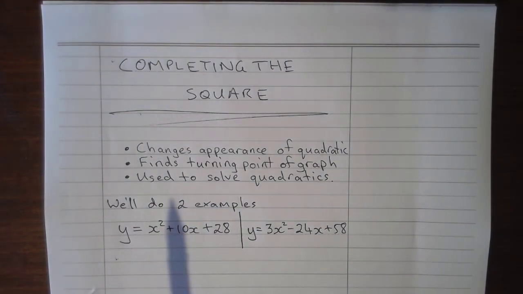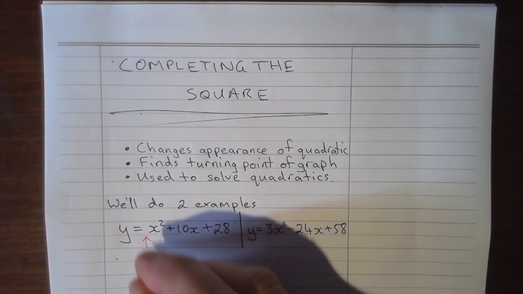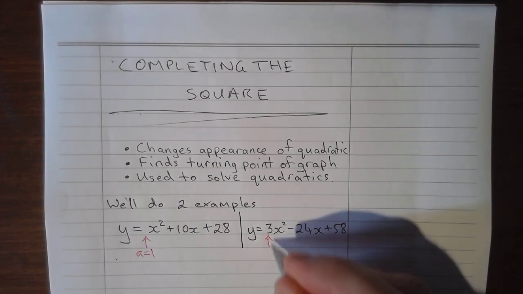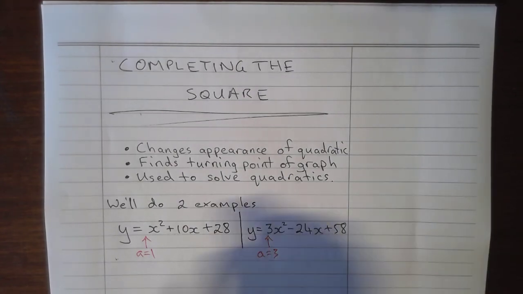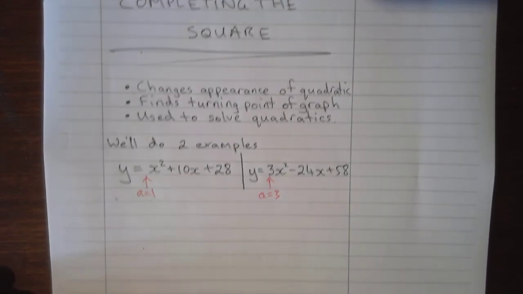So what I'm going to do in this video is show you two examples, the first one and the second one. And the main difference is that in the first one I've got a equal to 1. So the coefficient of the x squared term is just 1. It's a little bit simpler. Whereas in the second one we've got a equal to 3. Makes it slightly more complicated, but not too much. So we'll take a look at both of those.